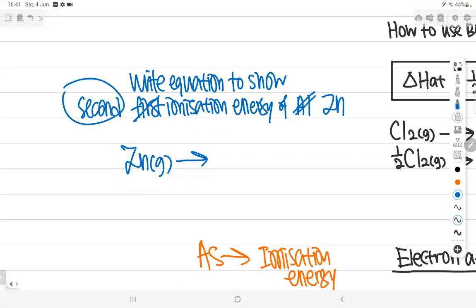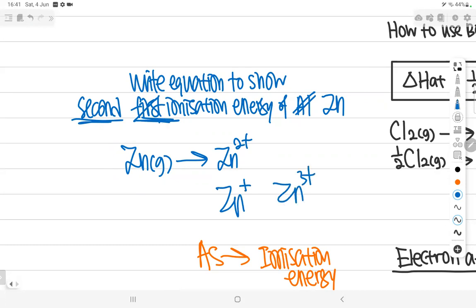For second ionization energy, you want to form Zn2+. So it always matches. Second here must be 2+, first ionization energy must be +, third ionization energy must be 3+. It always matches.